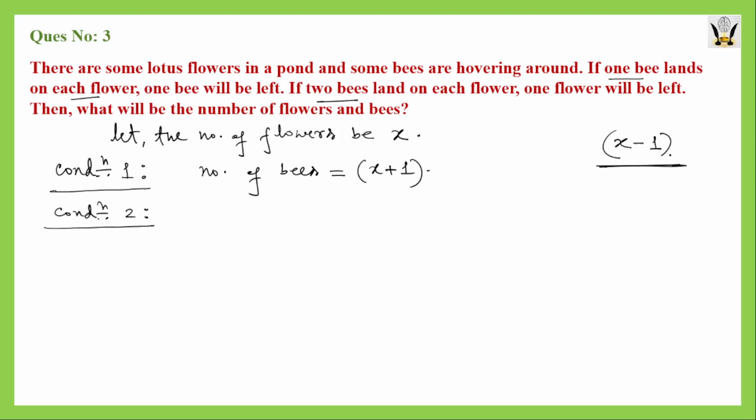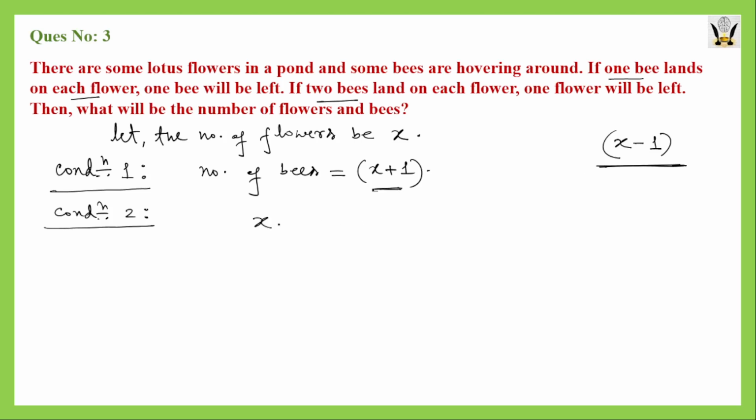And that means the relation between the number of flowers and the number of bees in that scenario is what? The total number of flowers, if we multiply by 2, will be equal to the total number of bees, because 2 bees are landing on each flower. So this x minus 1 number of flowers, if we multiply by 2, will be equal to the total number of bees, meaning x plus 1. So as per our second condition, we get that equation, that relation.